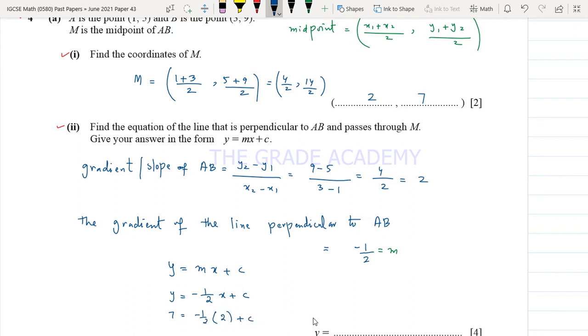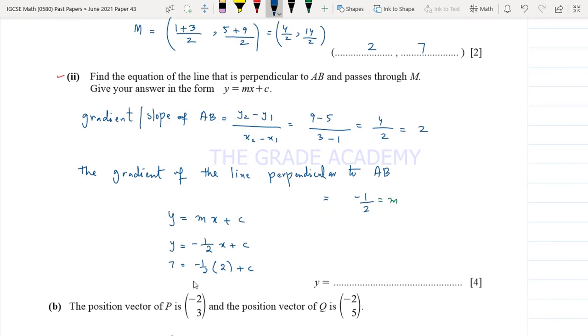So 7 is equal to minus half times 2, which is minus 1, plus c. So c will be equal to 7 plus 1, c is equal to 8. So c is 8. If we plug in the value of c over here, we get y equals minus 1 by 2 x plus 8. So the equation of the required line is y equals minus 1 by 2 x plus 8.